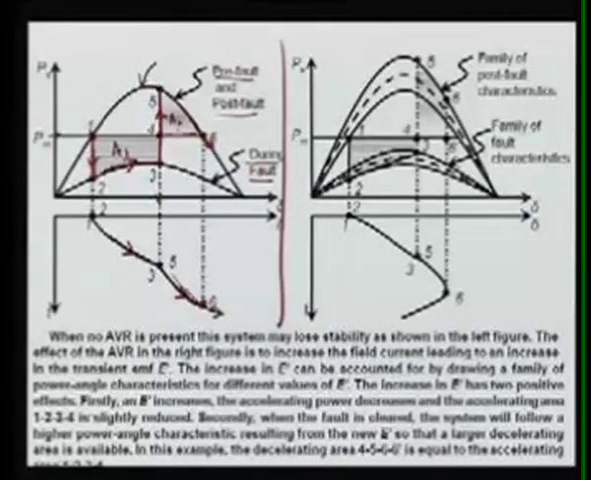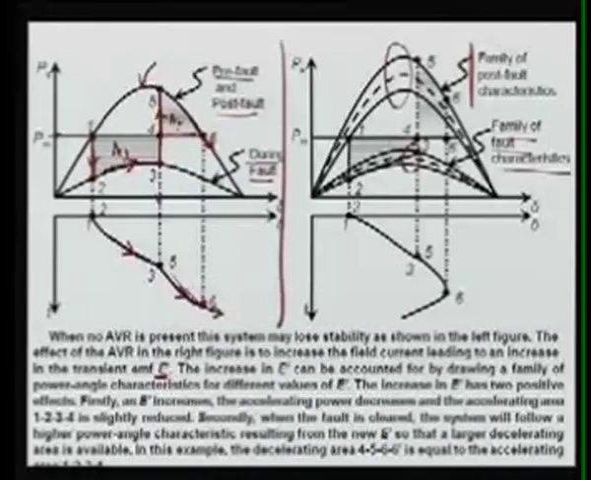Now let us see the impact here on your right hand side. The effect of AVR in the right figure is to increase the field current, leading to an increase in internal EMF, that is E prime or EF we are trying to increase. Now you can see a different family of curves we have. These three curves are the family of post-fault characteristic, and these three are the family of faulted characteristic, meaning during-fault curves. And if you keep on increasing EF, you will be getting different magnitude and different curve shape.